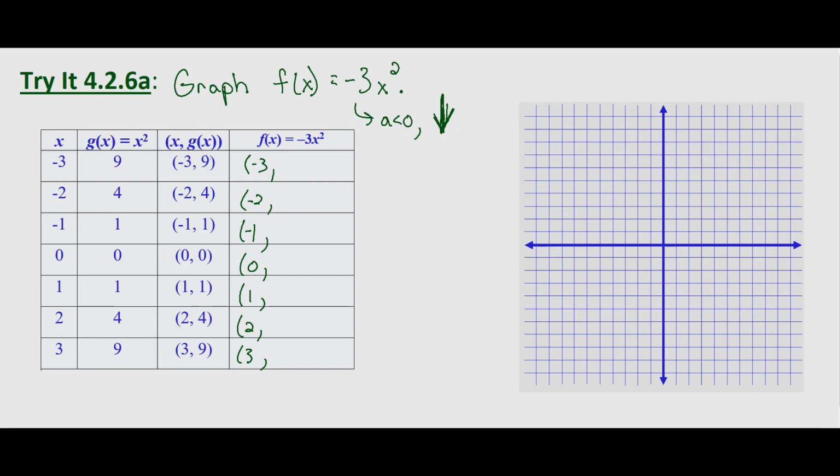So if we have 9 times negative 3 is negative 27. If we have 4 times negative 3 is negative 12. 1 times negative 3 is negative 3. 0 times negative 3 is still 0. 1 times negative 3 is negative 3. 4 times negative 3 is negative 12. And then last but not least, we're back to negative 27.